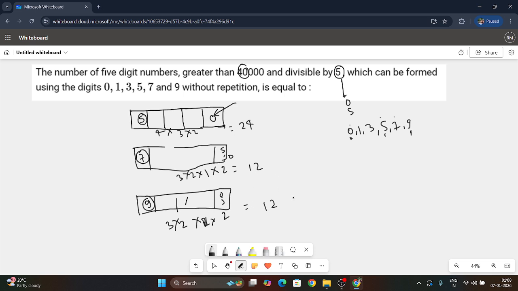Okay, so if you add this, what you will get, you will get 48. Okay, you will get 48, so 48 is the answer of this question. Okay, so I think that's right, the number of 5 digits, 5 7 and 9, so 5 digits also there. Okay, so I think it's right, not wrong.